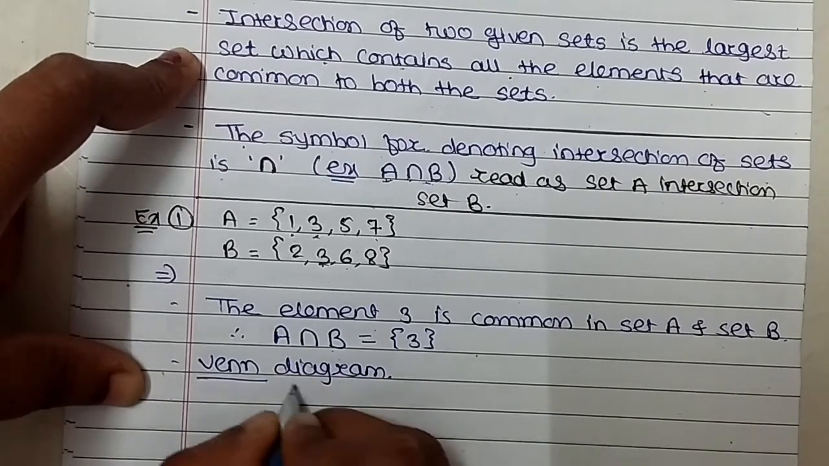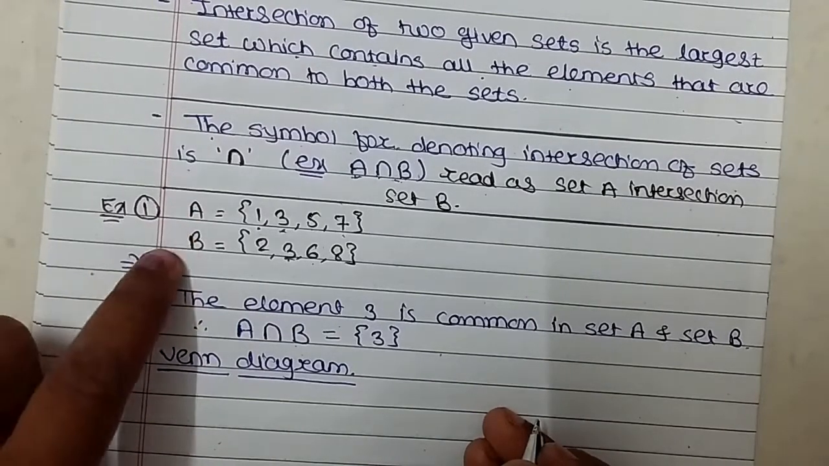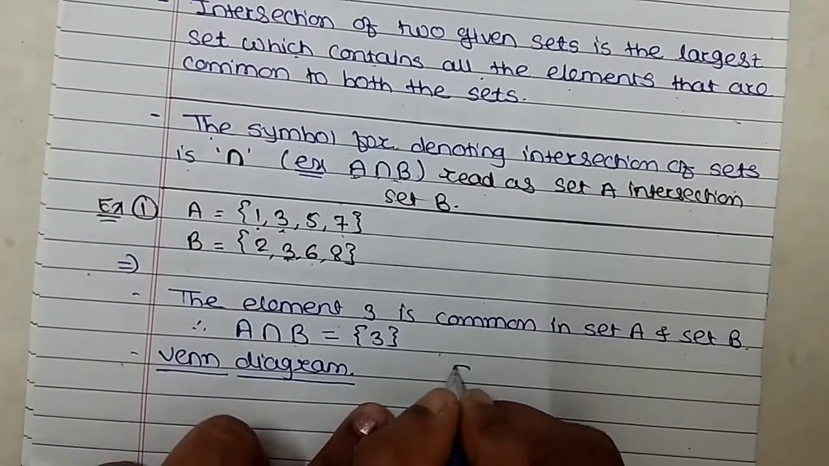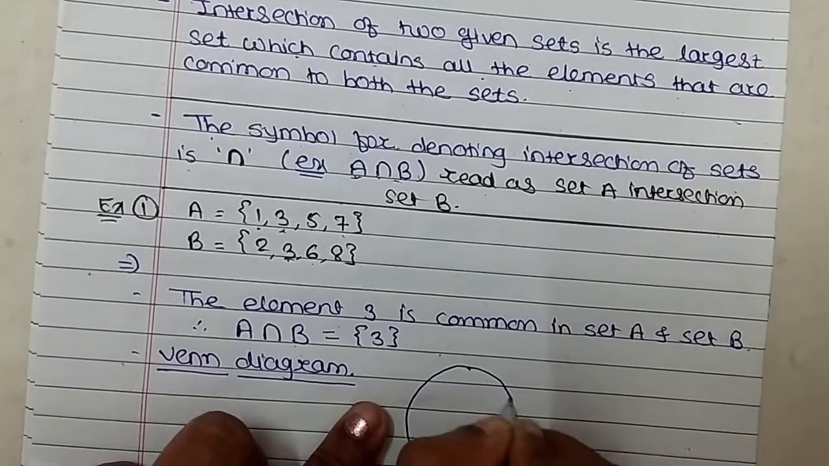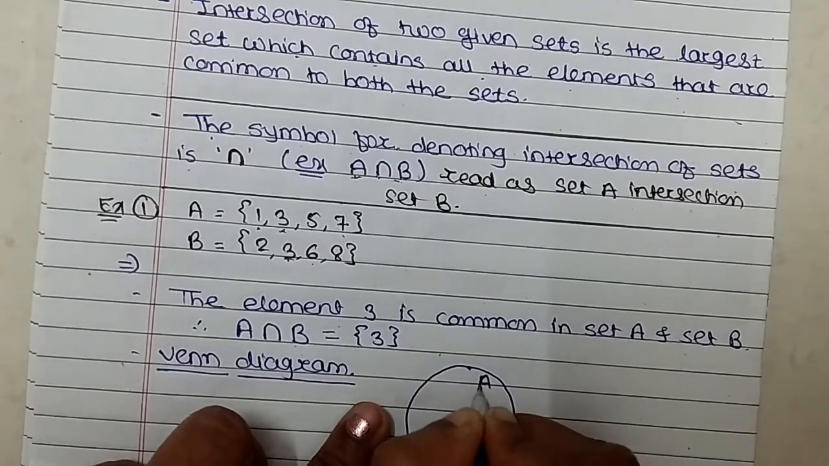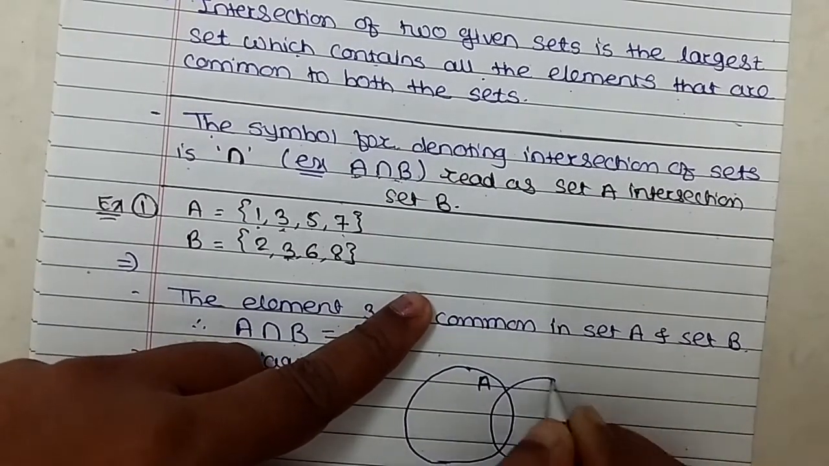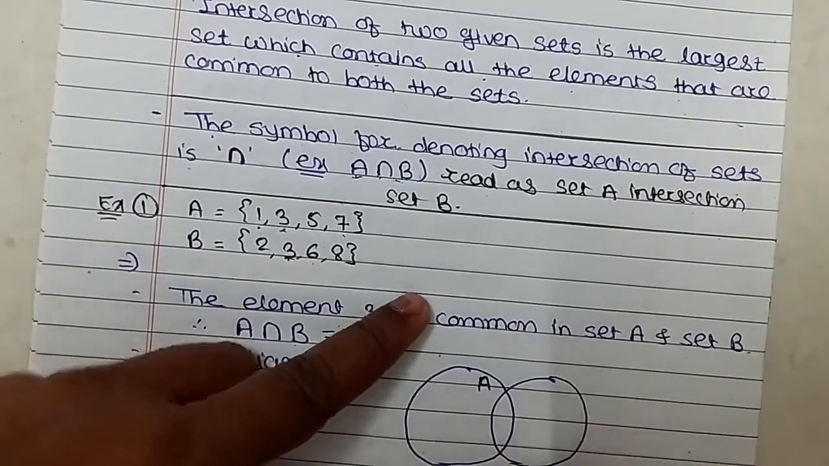Okay. So how to draw? First of all, draw the Venn diagram of A and B also. Okay, here, this circle for A. Listen, intersection means some elements are common in both sets. So therefore your diagram is like this.